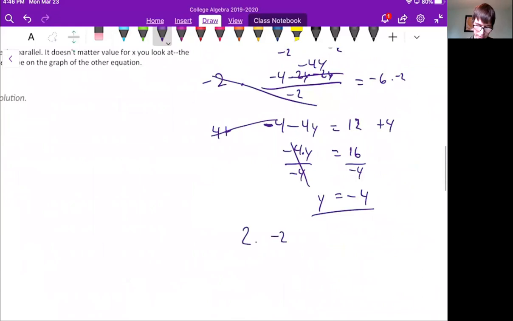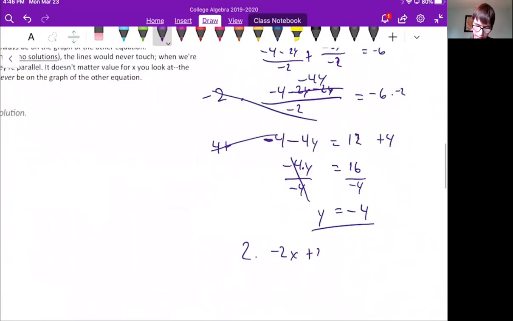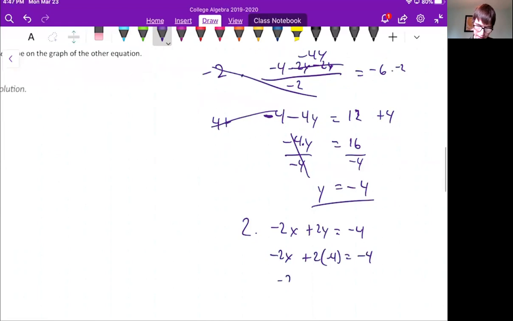So we have -2x plus 2y equals -4. Now we know that y equals negative 4. Y is the same thing as negative 4. So the second step says we're going to substitute negative 4 for y. So this will be -2x plus 2 times negative 4 equals negative 4. Which gives us -2x minus, negative 4 times 2, that's positive times negative, so it's minus 8 equals negative 4.